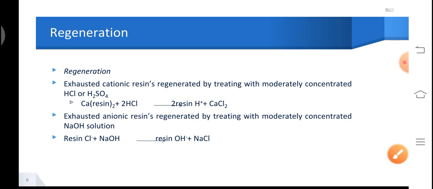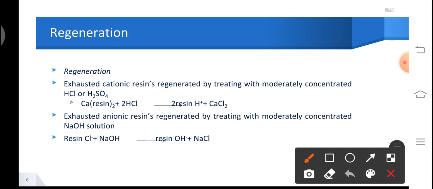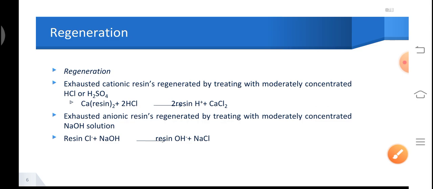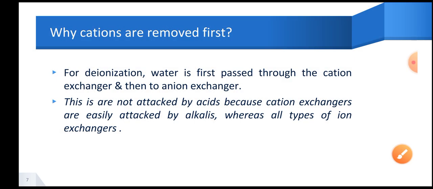Similarly, the anion exchanger resin is regenerated by adding moderately concentrated NaOH solution. This NaOH solution provides hydroxyl ions to the resin. As a result, the resin gets regenerated, whereas the salt which is formed, a sodium salt, obtained after this reaction, is again taken through the drain and washed out. So these are the two equations by which we can regenerate the resin once it is exhausted.